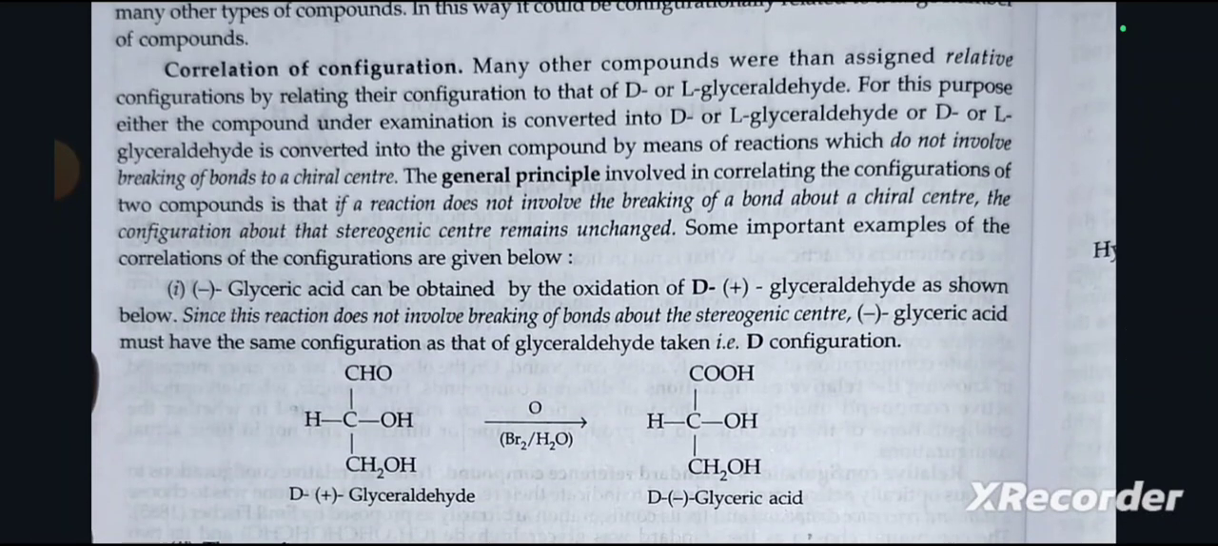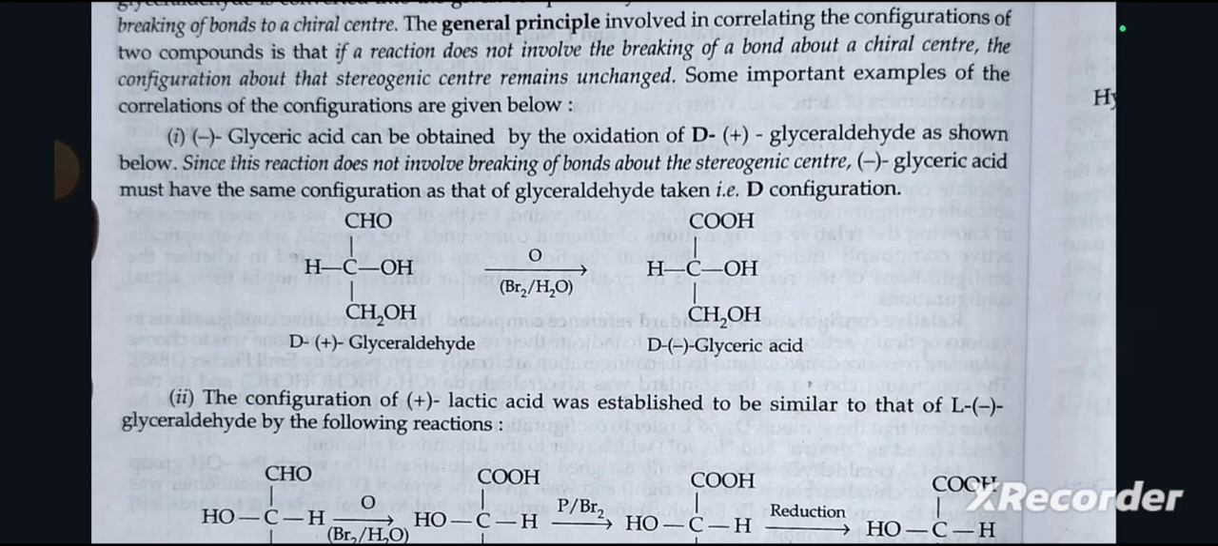Correlation of configuration. Many other compounds were then assigned relative configurations by relating their configurations to that of D or L glyceraldehyde. For this purpose, either the compound under examination is converted into D or L glyceraldehyde, or D or L glyceraldehyde is converted into the given compound, by means of reactions which do not involve breaking of bonds to a chiral center. The general principle involved in correlating the configuration of two compounds is that if a reaction does not involve the breaking of a bond about a chiral center, the configuration about the stereogenic center remains unchanged. Some important examples of the correlation of configurations are given below.